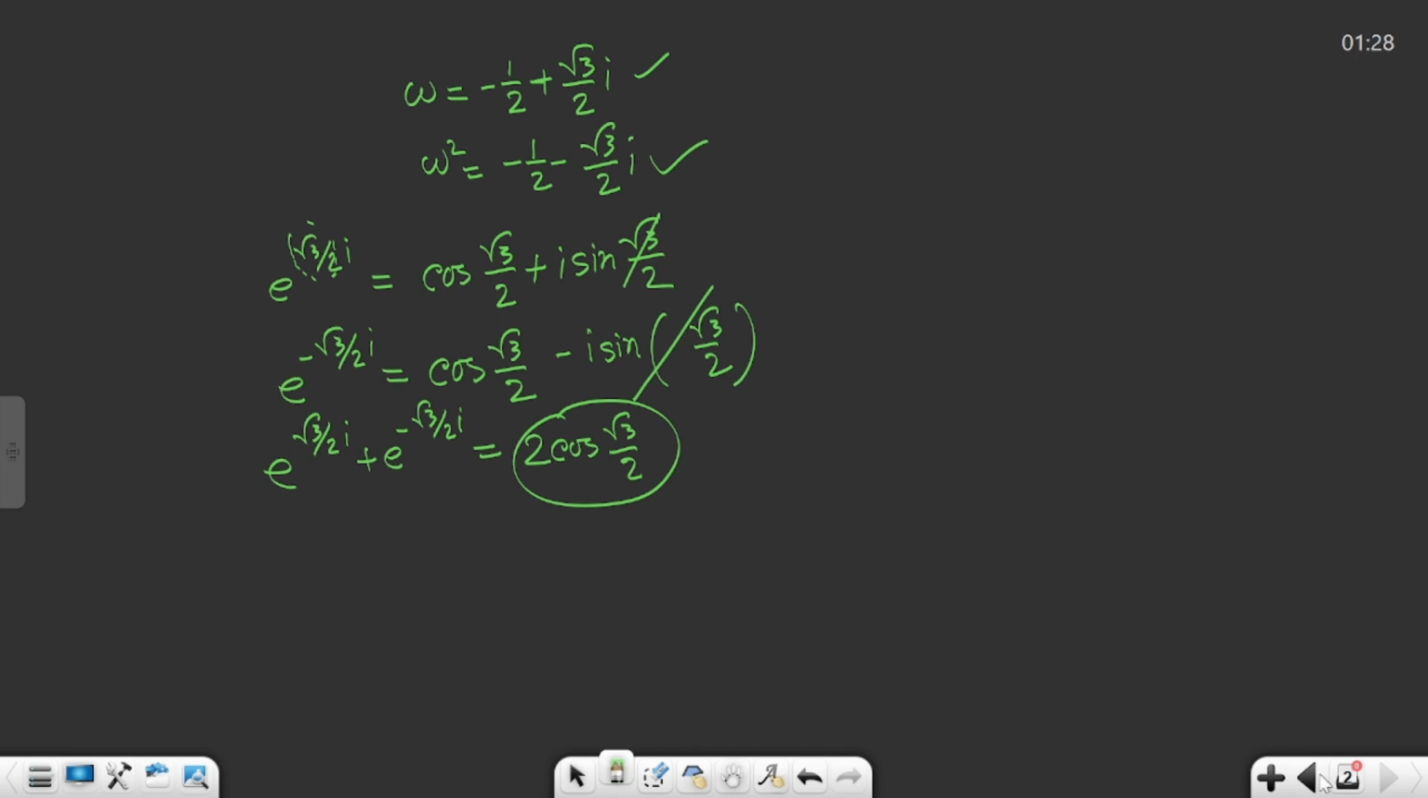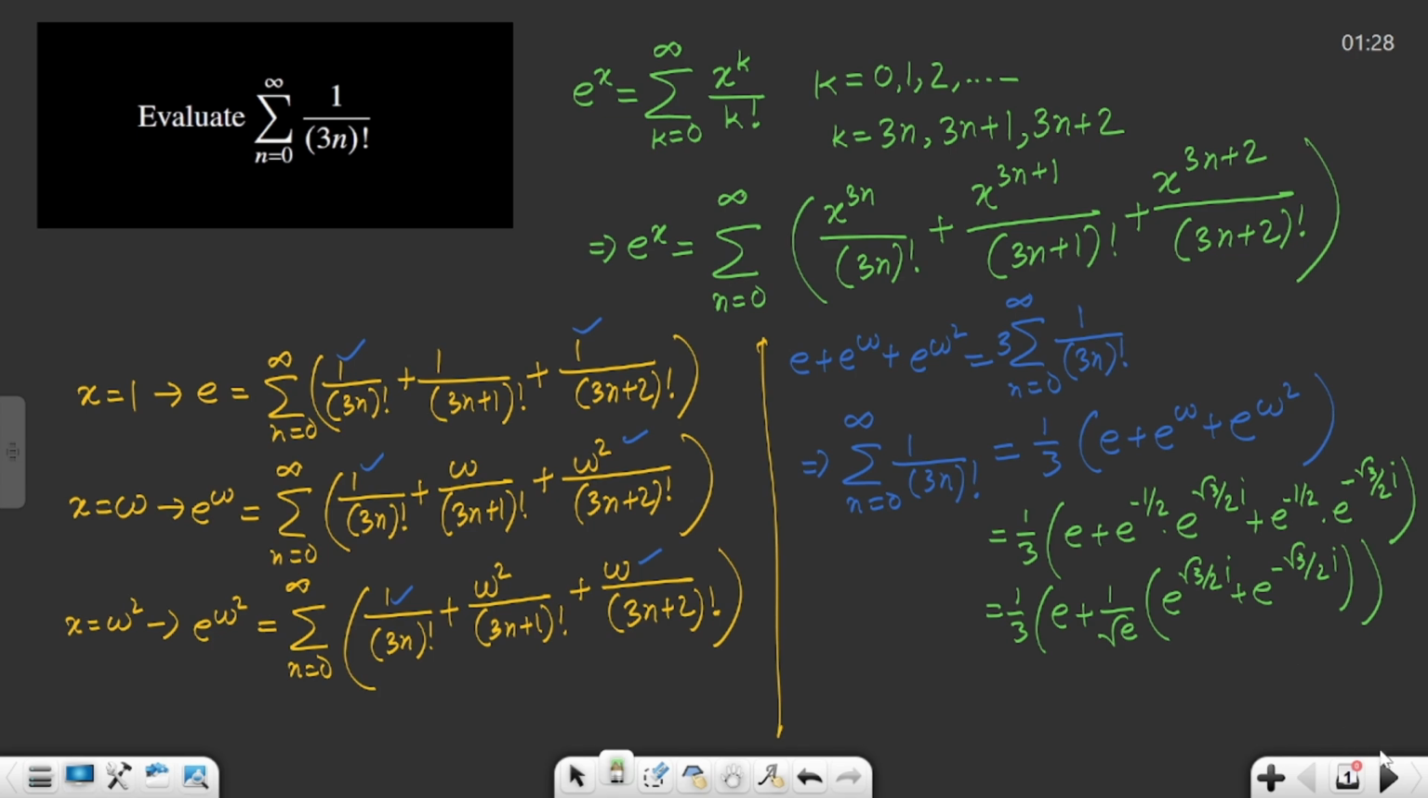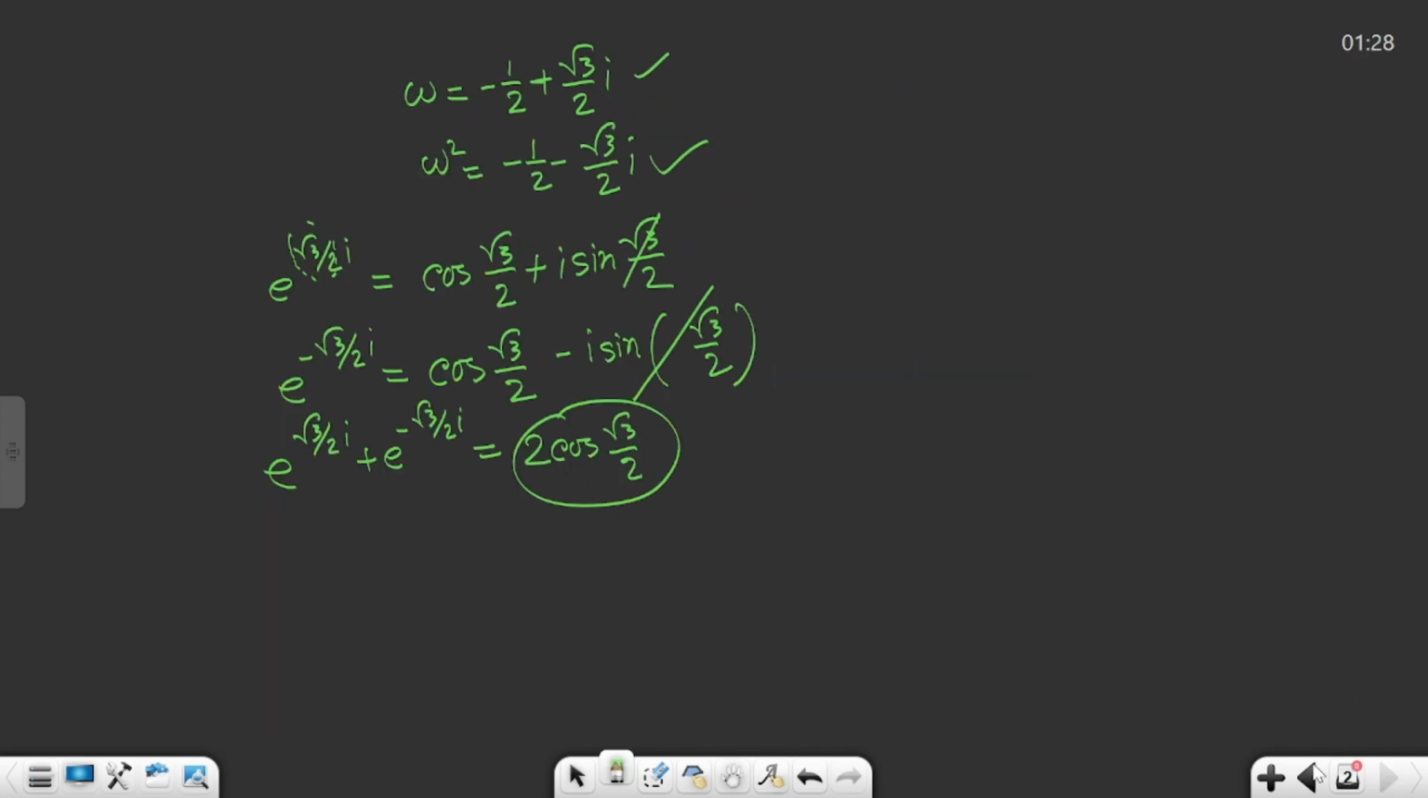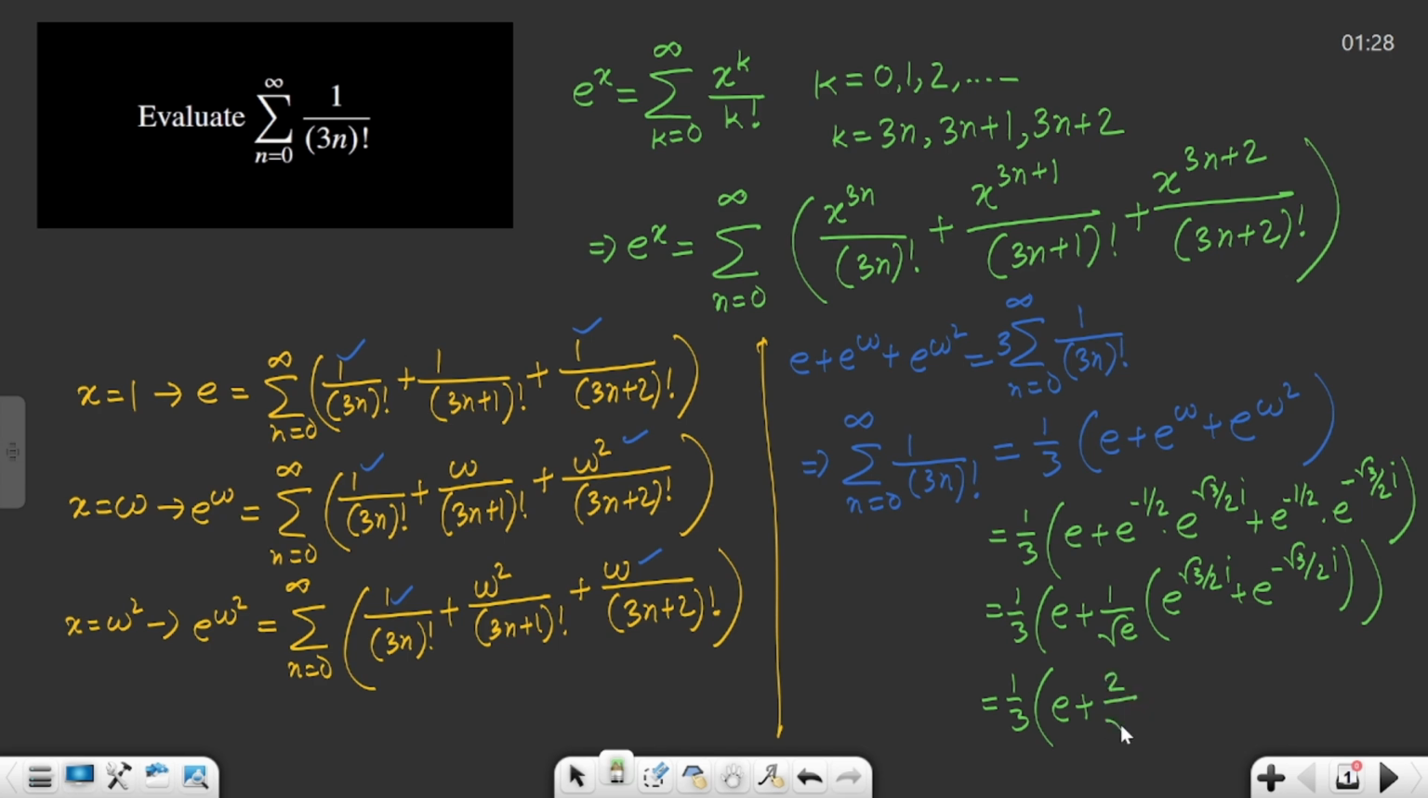Okay. So yeah. Now simply put that value in and evaluate it. So we will get 1 by 3 into e plus, we got 2 cos root 3 by 2. So we will write it as 2 by root e cos of root 3 by 2. And that is the answer. That is the final answer. You can see that this is a real value, right? Okay. So that is the complete question. I evaluated the answer. This is the answer. A very, very good question. Out of the box thinking.